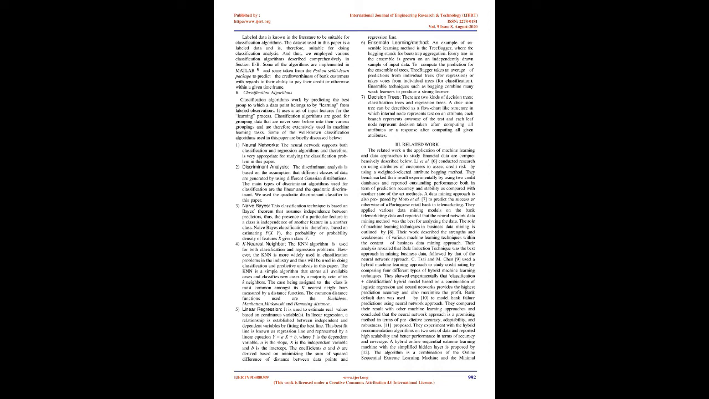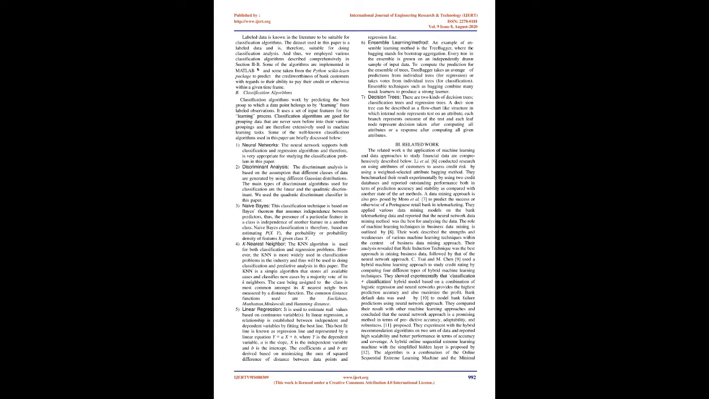B. Classification algorithms. Classification algorithms work by predicting the best group to which a data point belongs by learning from labeled observations. They use a set of input features for the learning process. Classification algorithms are good for grouping data that has never been seen before into various groupings and are therefore extensively used in machine learning tasks. Some of the well-known classification algorithms used in this paper are briefly discussed below. 1. Neural networks. The neural network supports both classification and regression algorithms and is therefore very appropriate for studying the classification problem in this paper.